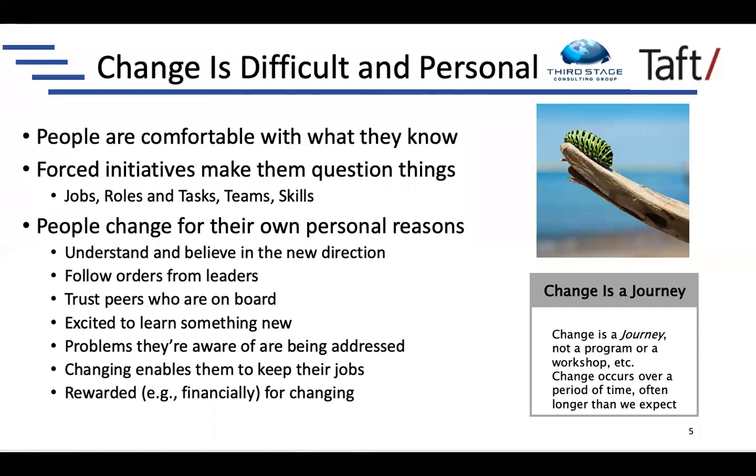Others will trust peers who are on board, and they'll follow influencers within the organization who are more informal influencers. Some people are just excited to learn something new. Others want to solve the problems. Others want challenges and different types of jobs. Others want some sort of compensation or reward for changing. So really it's about understanding what in your culture drives people's behavior. But even on a personal, individual, work group level, that could vary across the same organization. So understanding the psychology of it becomes pretty important.